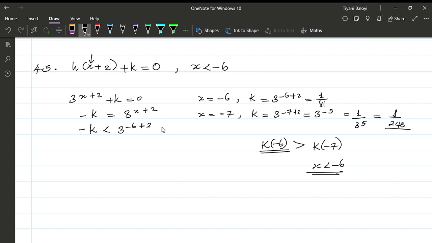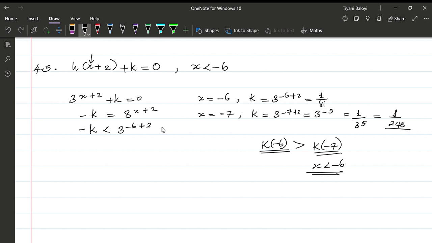Because here x is equal to -6, but when you have values less than -6, what happens? Your k values become smaller and smaller and smaller. So all your values of k that are less than -6 are less than this actual value, which is 1/81. You can try -8, it will give you the same thing. You can try -9, it will give you the same thing.